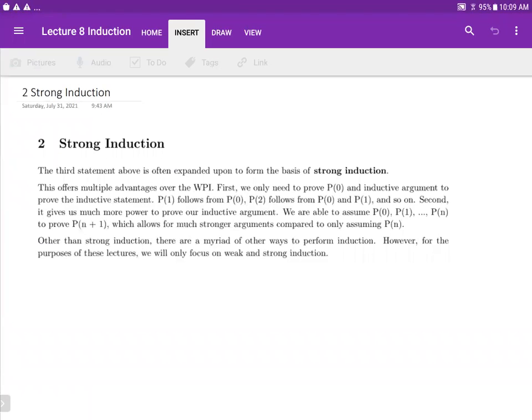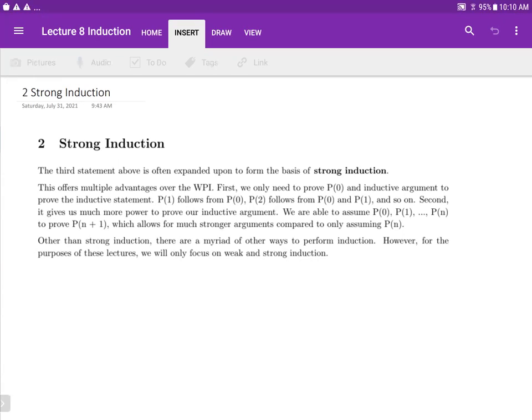So because P sub 1 follows from P sub 0, etc., we have much more power to prove our inductive argument. Because remember that before, the inductive hypothesis meant that we only had that P of k was correct, the base case was correct, and we had to use those two statements to prove P of k plus 1. But in this case, we have P sub 0 is correct, P sub 1 is correct, all the way to P sub k is correct.